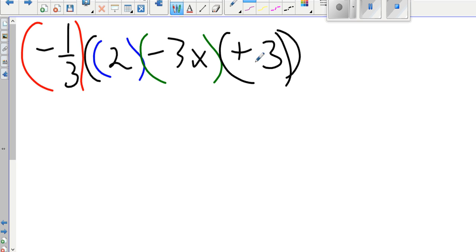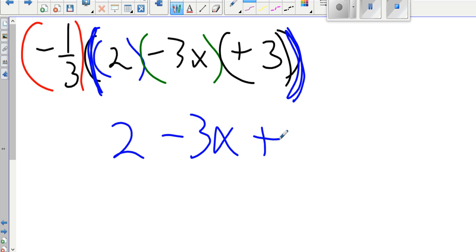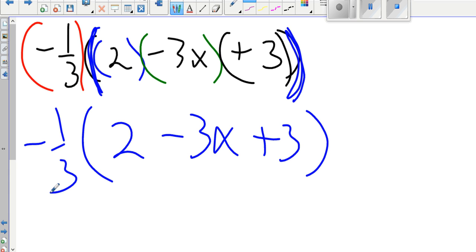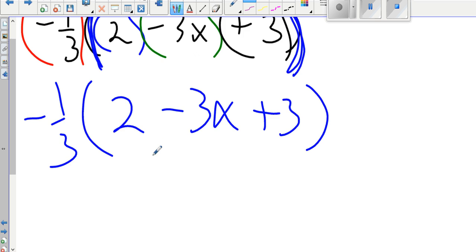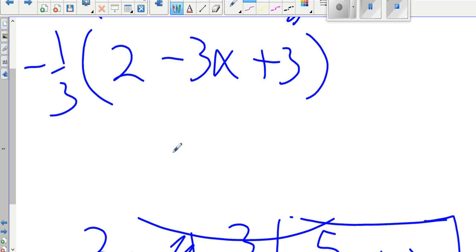Okay, if we start back at the beginning, we remember that we had these big old parentheses right here and right here separating out our problem. So we had 2 minus 3x plus 3 in parentheses. And instead of going ahead and distributing right away this negative 1/3, let's actually follow order of operations, do inside parentheses first, and combine like terms inside the parentheses first.